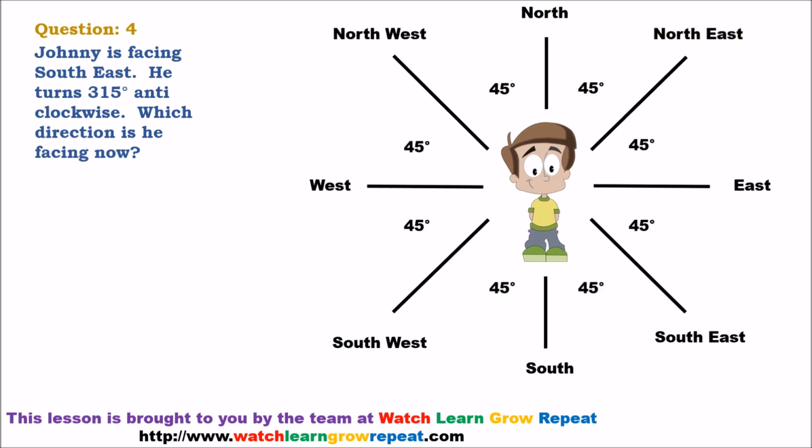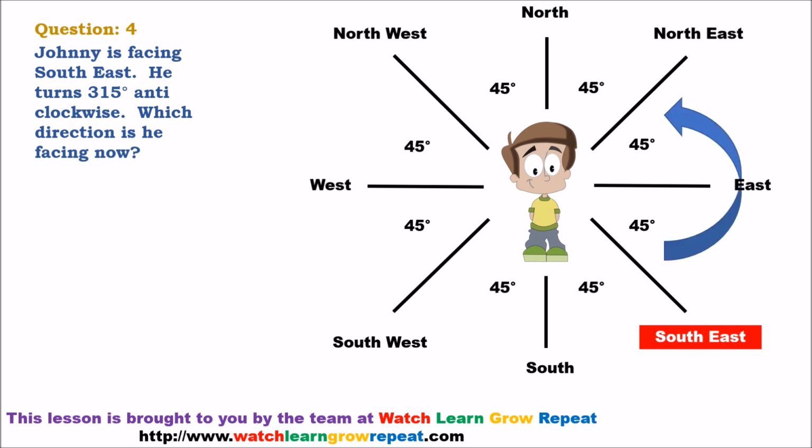Question number 4. Johnny is facing southeast. He turns 315 degrees anti-clockwise. Which direction is he facing now? So Johnny is starting at southeast and he's turning counterclockwise. Taking it step by step, a 45 degree turn counterclockwise or anti-clockwise lands him at east.